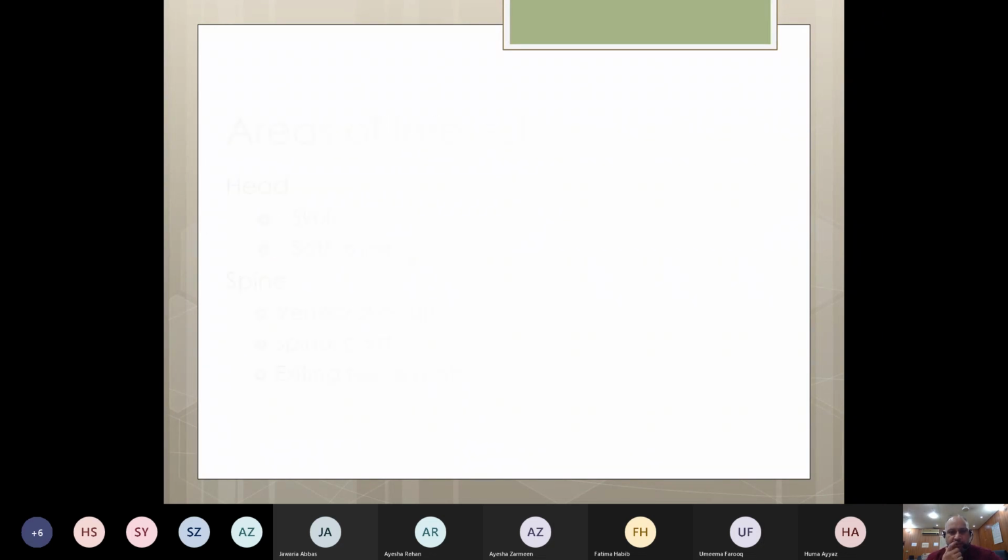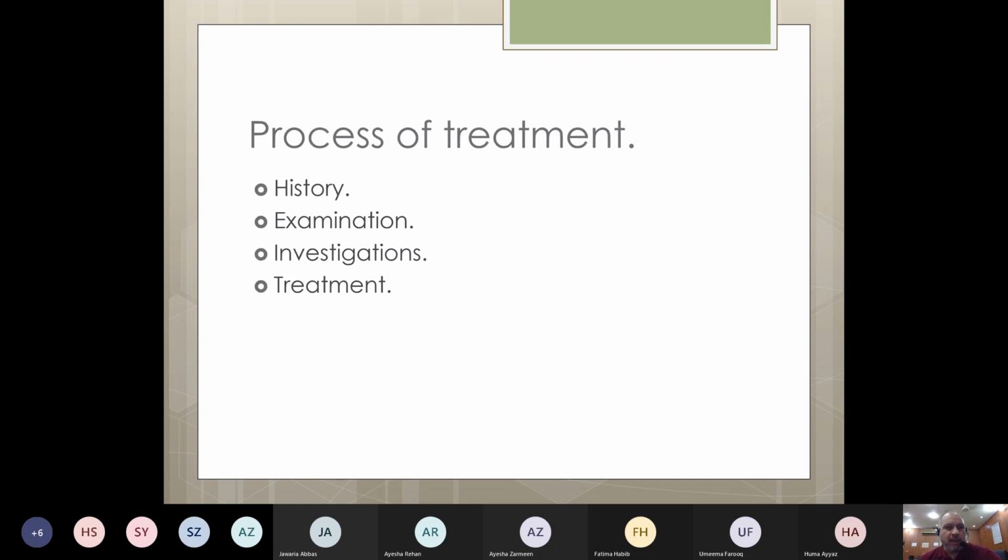I would emphasize our treatment process, which starts from the history. History is most important, and both history and examination make your diagnosis up to 90 to 95%. And then you go for the investigations, which may be radiology or lab investigations. And once you confirm your diagnosis, then you go for your treatment.